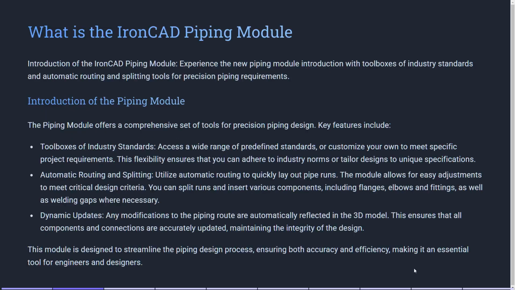Okay, the IronCAD piping module is a new module that's developed into IronCAD that gives you access to toolboxes of industry standard components. The piping module itself will have included components for various standards, including ANSI, ISO type standards. You can also use the toolbox to build your own components with your own rules and requirements.